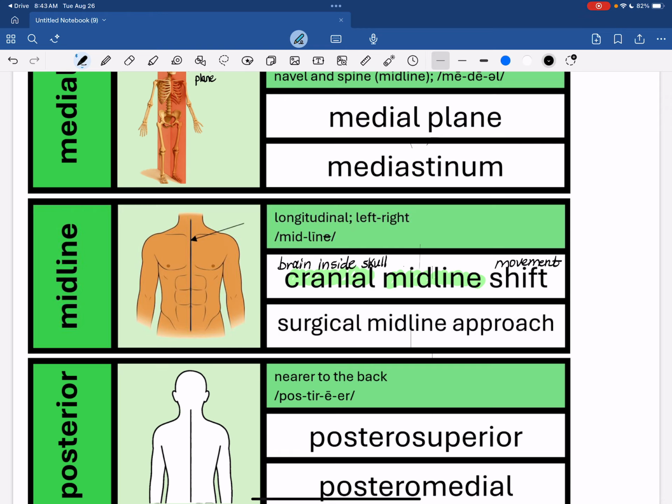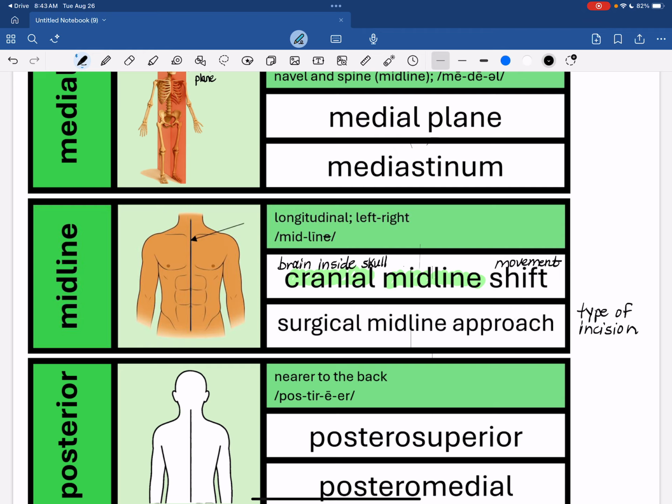Surgical midline approach, and I'm going to have to Google this one before I tell you because I don't want to tell you wrong. If in doubt, check it out. Okay, I'm not even going to go there. I am not a surgeon, don't want to be a surgeon, but this is a type of incision. So that's all I'm going to say. It's a type of incision that follows the midline. Type of surgical incision.